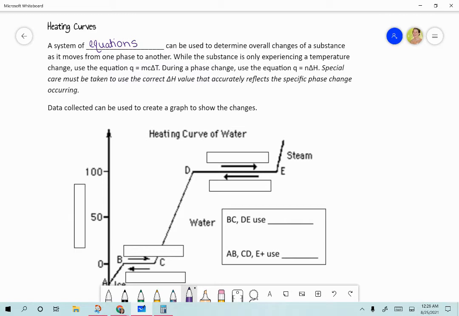So if we want to look at the overall change of a substance as it's going from one phase to another, we can do that step by step. So if we want to look at that overall change over time where we're going through multiple phase changes, we can use a heating curve.